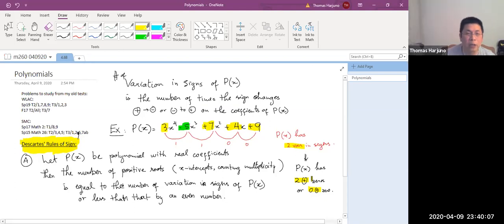That's right. Now then, Descartes' rule of signs actually breaks it up even further. If there are 4 zeros, how many of them are positive? And later on, part B will tell us how many of them should be negative. Now the number of positive zeros is equal to the number of variations in signs, or less than that by an even number.